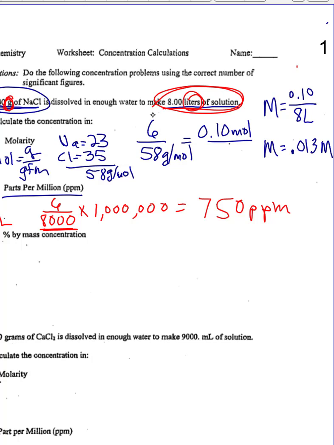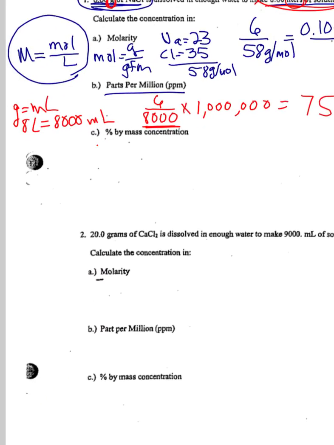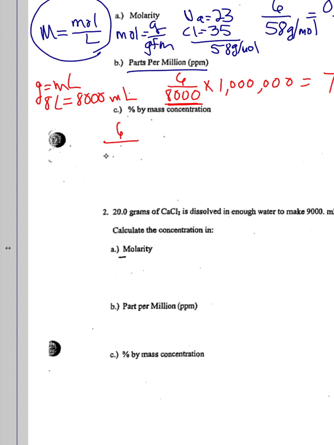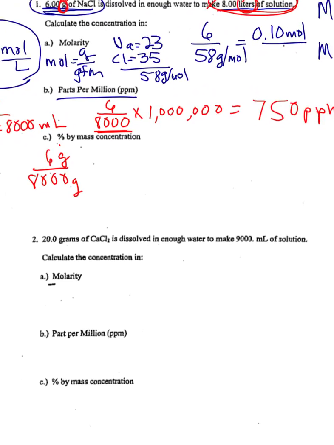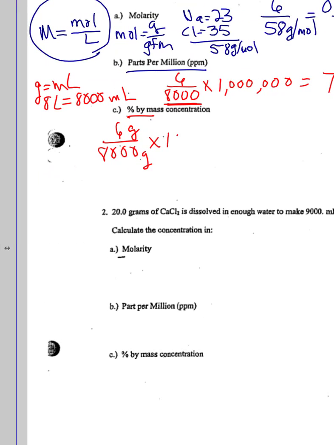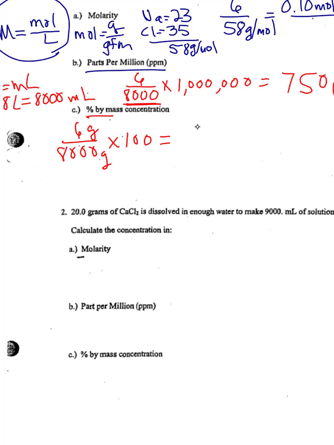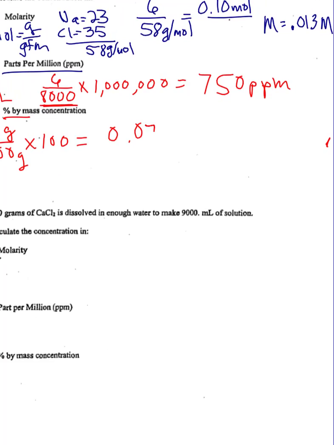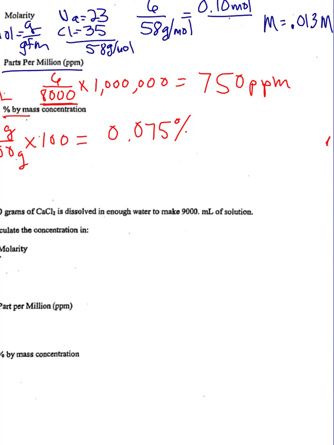Okay. Percent by mass, we set it up very similarly. That would be 6 over 8,000 grams. But because this is a percent, we multiply by 100, and that gives us 0.075% as our final answer.